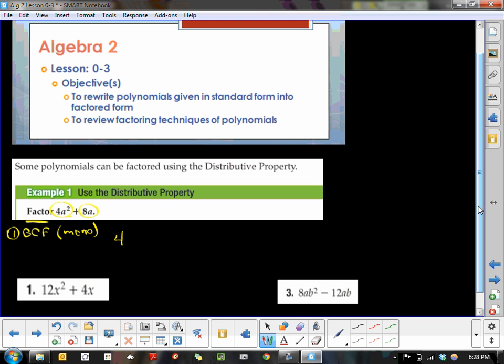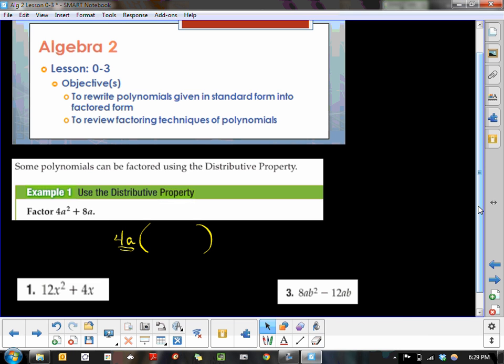But I don't want to give up on it, because there are also variable expressions there, a squared and a. When I have an a squared and an a, the greatest common factor in those two is just a. So what I'm searching for as my greatest common factor is this value right here, 4a. What is the biggest value I can divide into each of these terms? 4a goes into 4a squared evenly, and 4a goes into 8a evenly. So now I know I'm going to factor out the 4a. When I factor it out, I pull it outside the parentheses, and what goes inside the parentheses is what I'm left with after I divide.